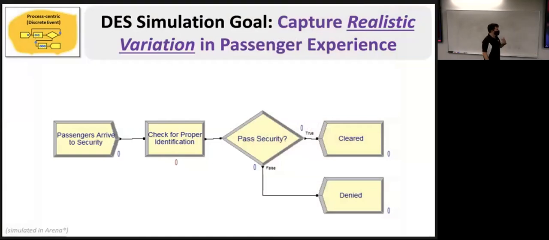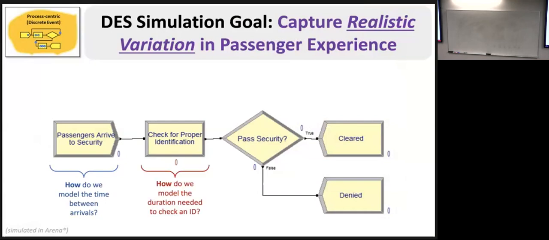So this is sort of our main modeling approach here, where we want to build a simulation model like this that captures realistic variation in passenger experience. And if you think about where that variation lives, it lives in the time it takes for them to arrive, how long between arrivals. It also takes place in how long it takes for them to get through these resources, to actually go through these processes.